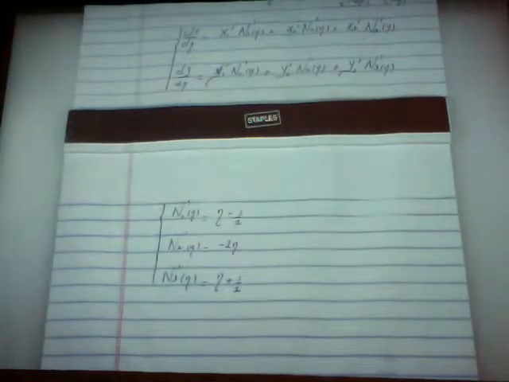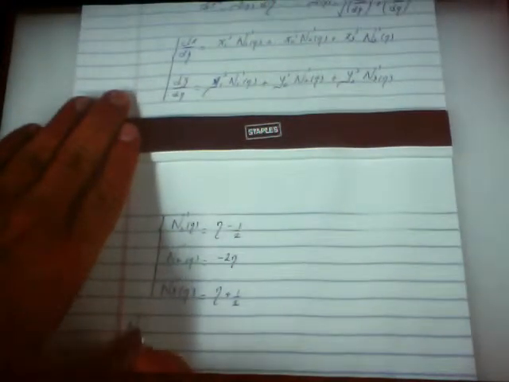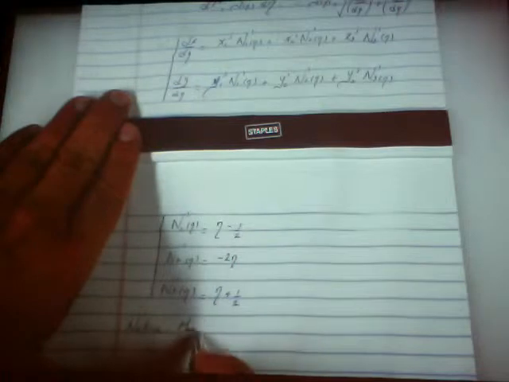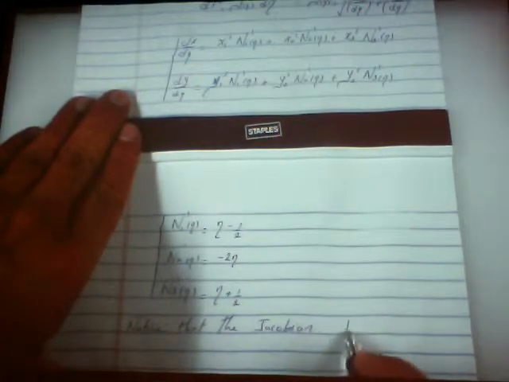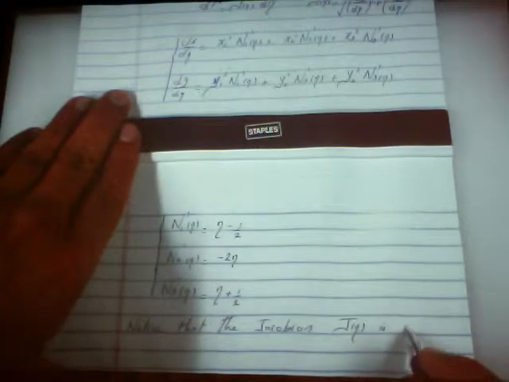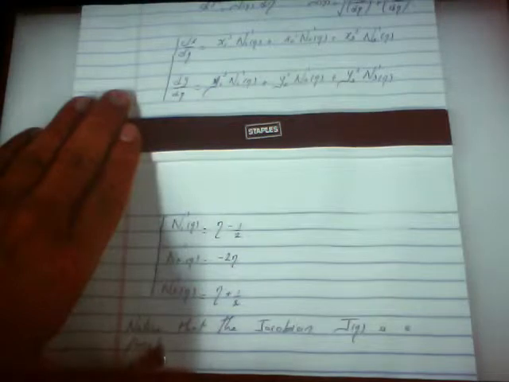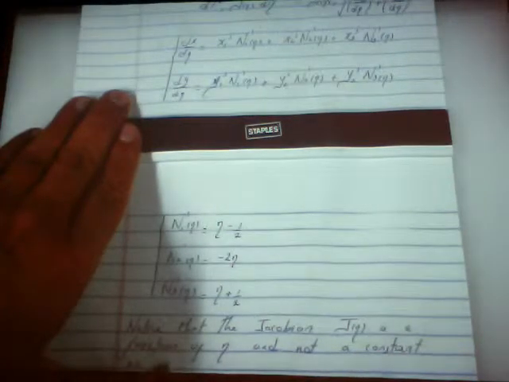So notice now that the Jacobian is a function of eta, and not a constant as in the linear elements.